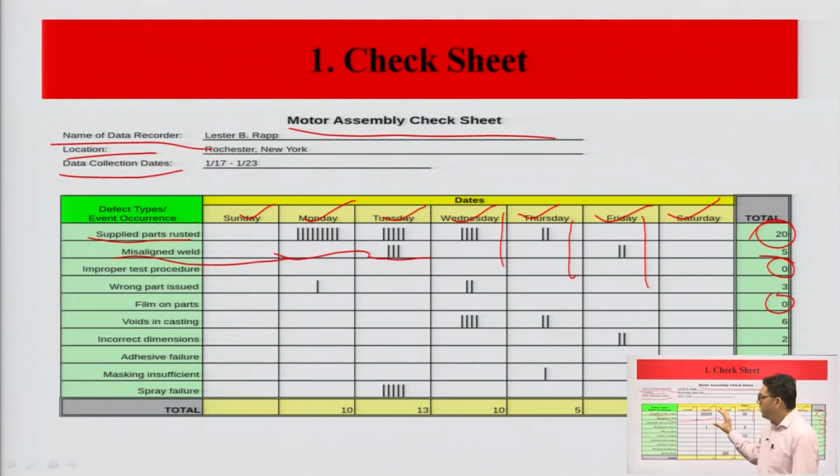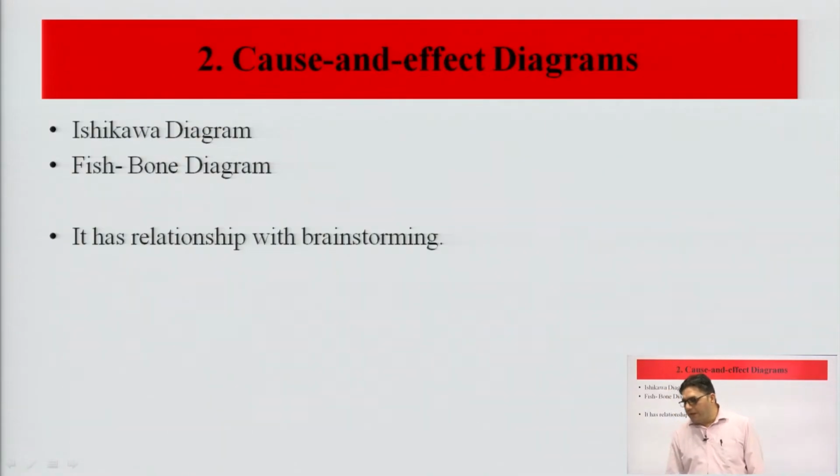So, the first quality tool is the check sheet. Next is the cause and effect diagram. The cause and effect diagram is also used for identifying the reasons behind a particular phenomenon. What are the reasons, what are the causes, why a company is not in a position to maintain the quality standard or quality parameter inside the organization.